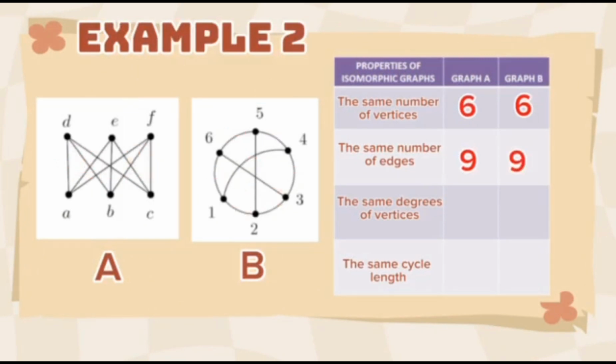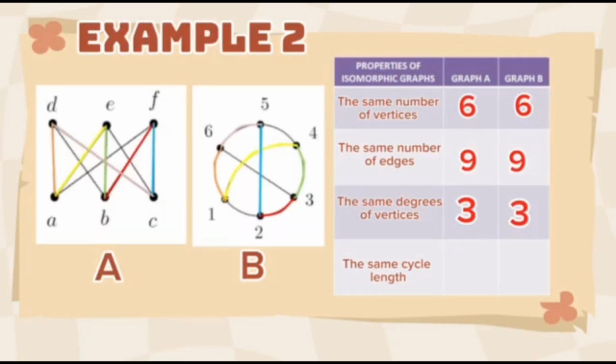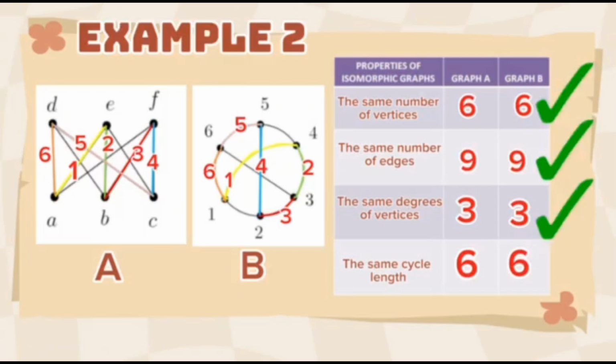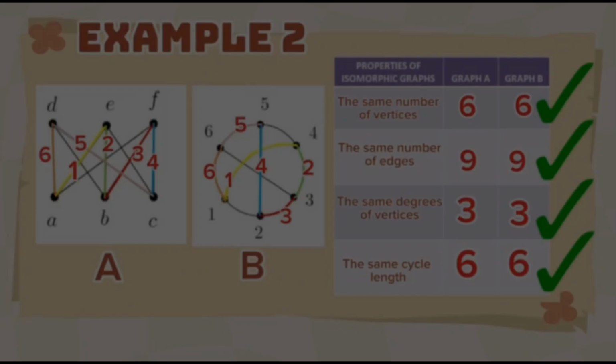For the degrees of vertices, every vertex has degree 3 in both graphs. For the cycle length, we have 1, 2, 3, 4, 5, 6 in both graphs. Since all properties are satisfied, the two graphs A and B are isomorphic.